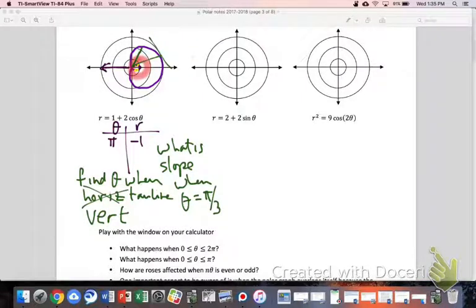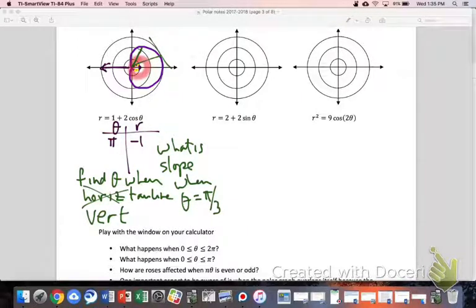Okay, would you guys take a look at the next one? r equals 2 plus 2 sine of theta. So sine tells me it's going to be up and down a little bit instead of left and right.